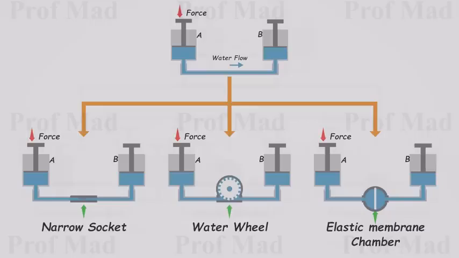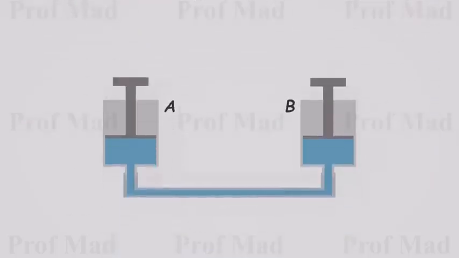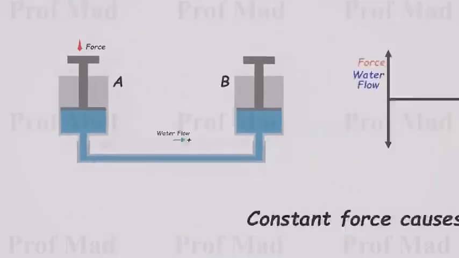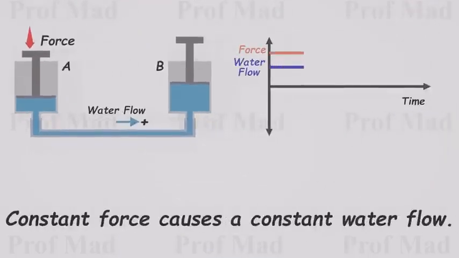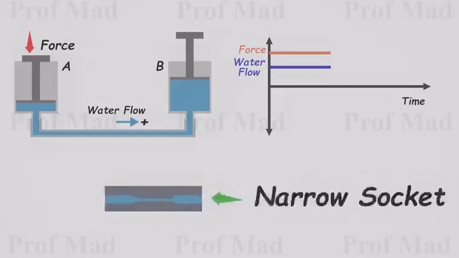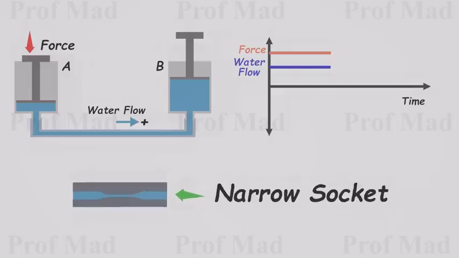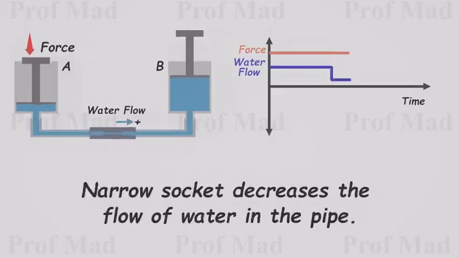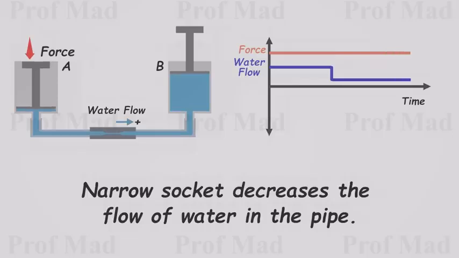Now, let's examine the impact on water flow when different types of components are connected to the water path. Here's our setup. We are applying a constant force to piston A, resulting in a steady water flow in the pipe. Now, what happens if we connect a narrow nozzle to the water pipe? It's quite straightforward. If the force remains the same as before, the narrow nozzle decreases the water flow in the pipe.